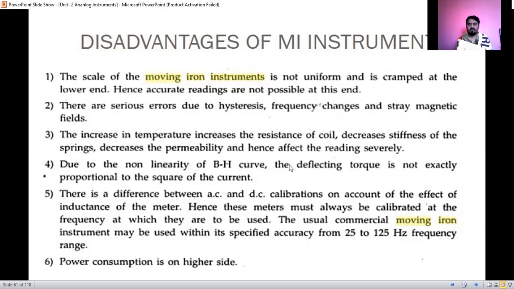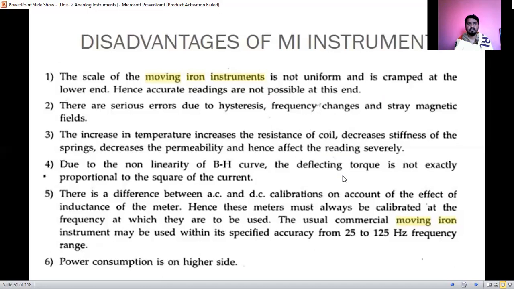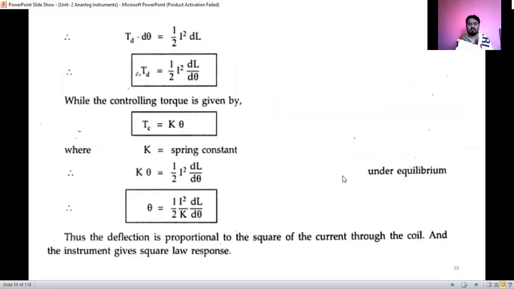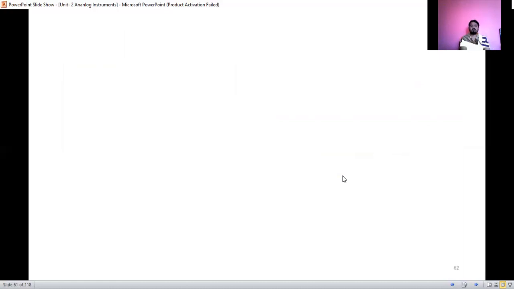These can be operated for a specific frequency range, that is 25 to 125 hertz. And the power consumption is also very high for this instrument. So it has some 7 advantages, and some 6 disadvantages are also there. This formula you remember, I'm telling once again, note down the first formula, first problem here. All of you note down the problem.